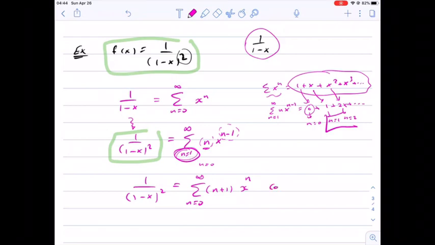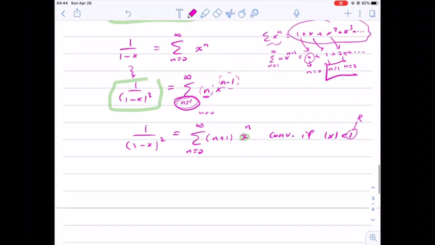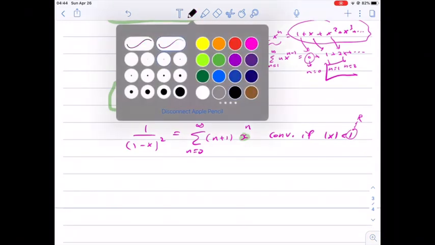So this is convergent if the absolute value of x is less than 1. So this is r, the radius of convergence. Now let's do another problem.